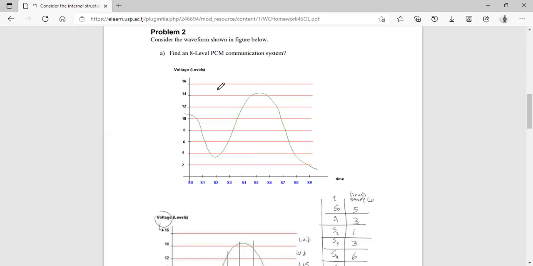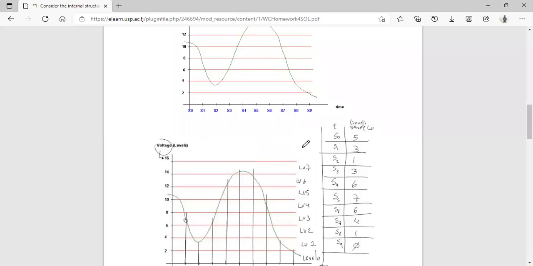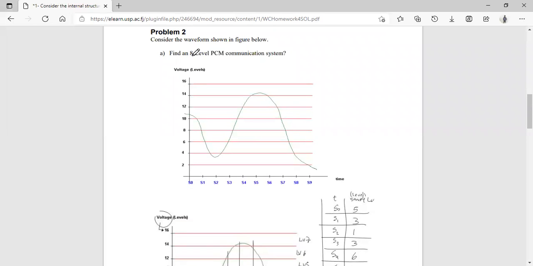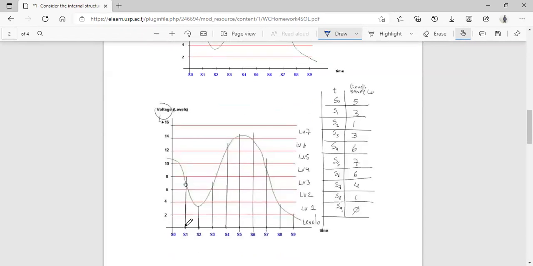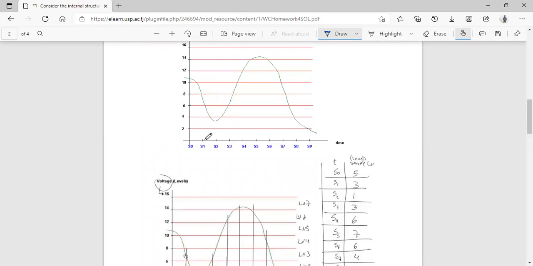So altogether this makes up 8 levels, right? And this is the signal that is being transmitted in the communication system. Now, it says find an 8-level PCM communication system. In order to find them, what you need to do is draw these straight lines in order to identify what level sample one falls in, right?